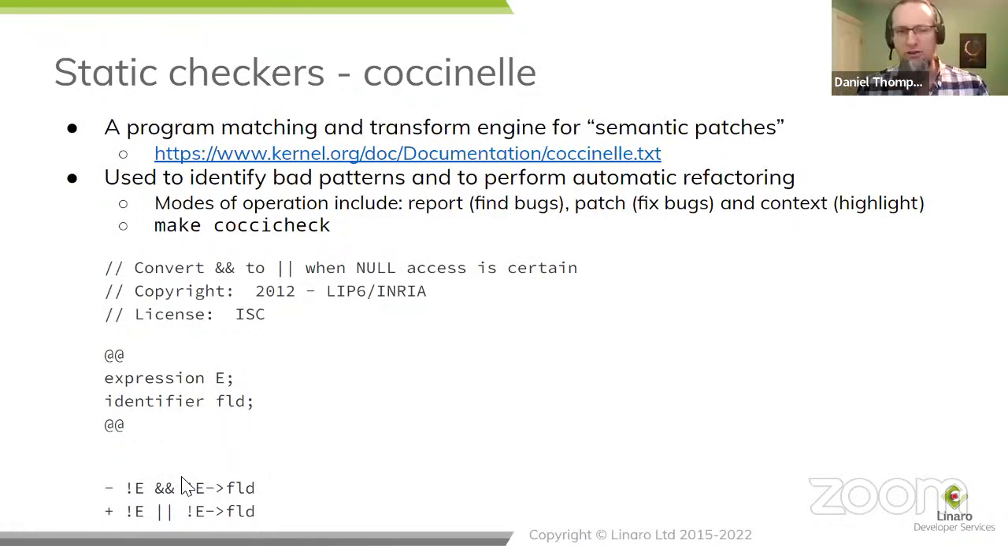Coccinelle is a significant contributor to refactoring the Linux kernel. When you make complicated changes to APIs, you can quite often write Coccinelle patches to semantically transform all the client sites.